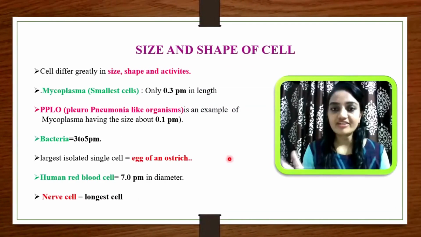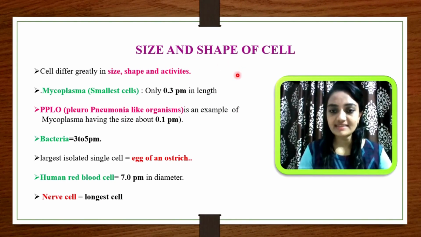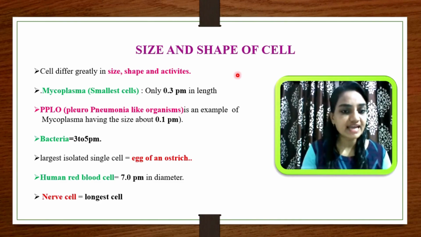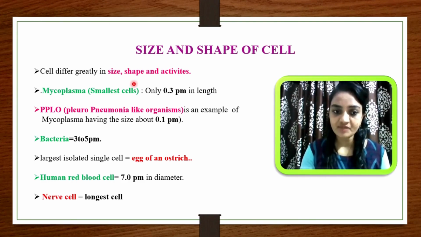After discussing so much about the cell, one important thing remains, and that is the size and shape of a cell. Cells differ in size and also in shape. Means different cells have different sizes and different shapes. So let me discuss that. Cells differ greatly in size, shape and activity. Let me discuss firstly the size of different cells.